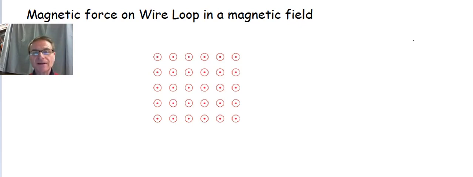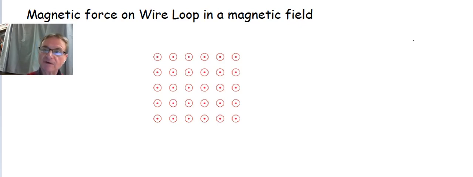Keith Onco here. What we're going to be working on today is a problem on finding the magnetic force on a wire loop that's partially in a magnetic field. So what you see on the screen in front of you is the convention that we use for a magnetic field that's coming out of the page.